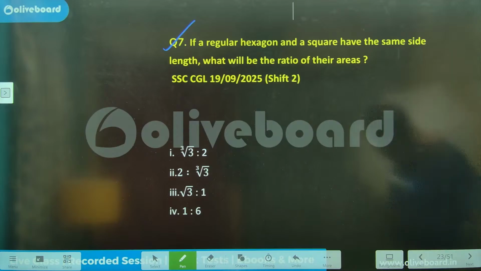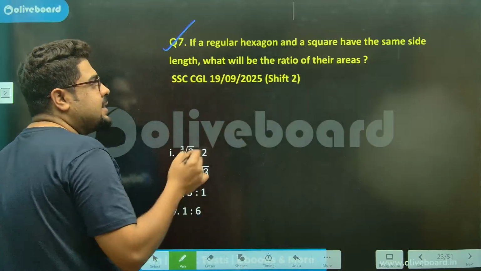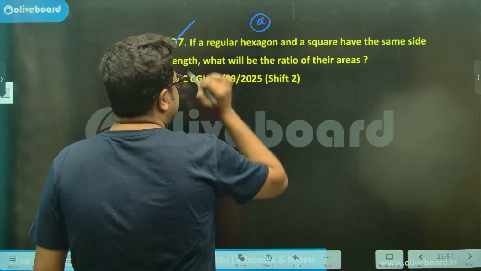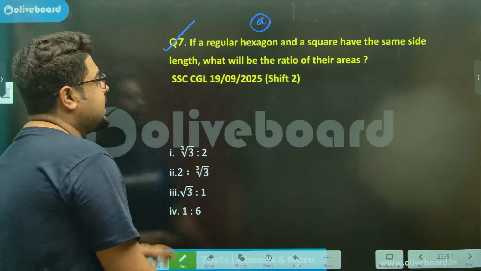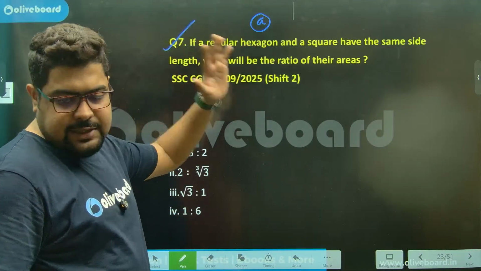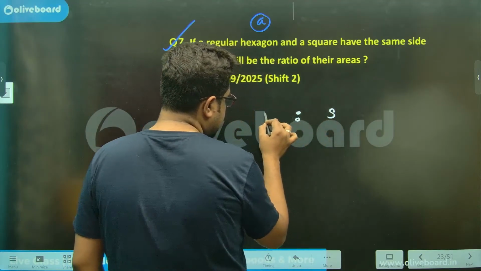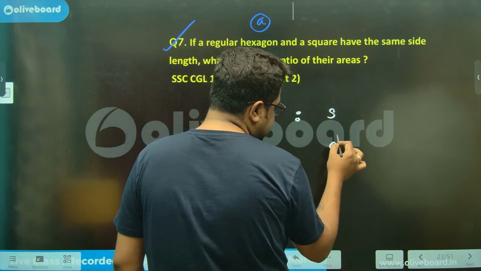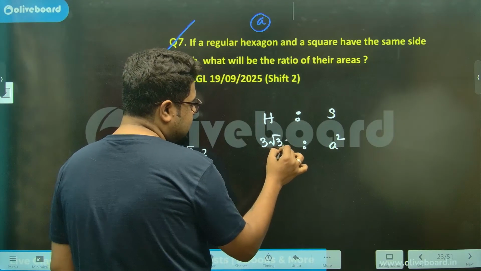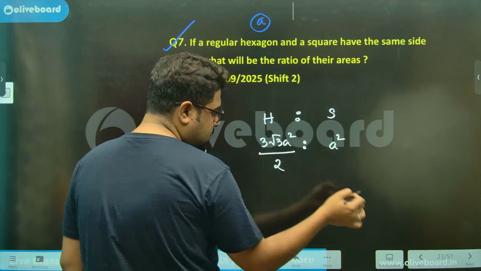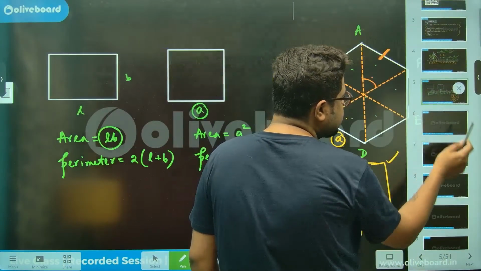Answers, everyone. Sir, hexagon and square have the same side length. Let that side length be A. Now, if that is the case, sir, the ratio of their areas. Area of the square, we know that to be A square. Now, if you don't know, the area of the hexagon is 3 root 3 a square by 2. Again, if you don't know, I've just given you this somewhere in the theory portion, sir.